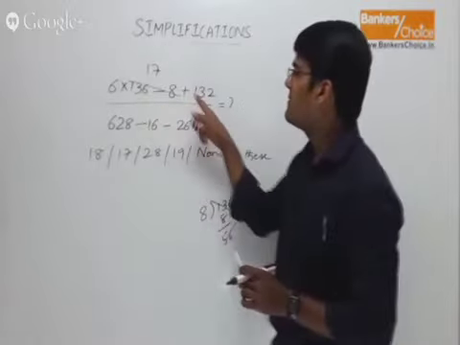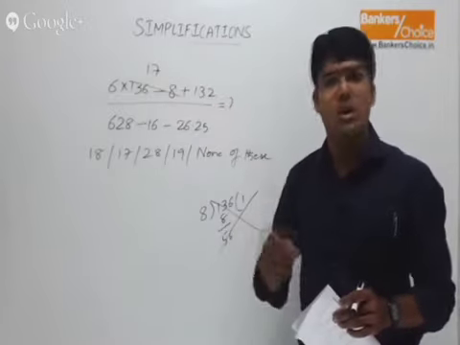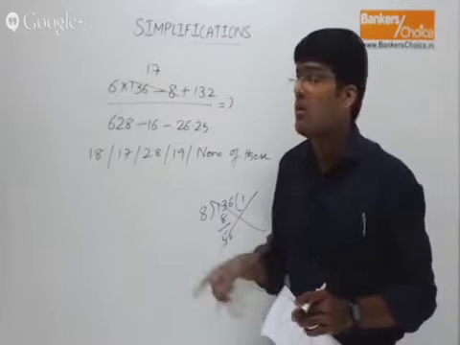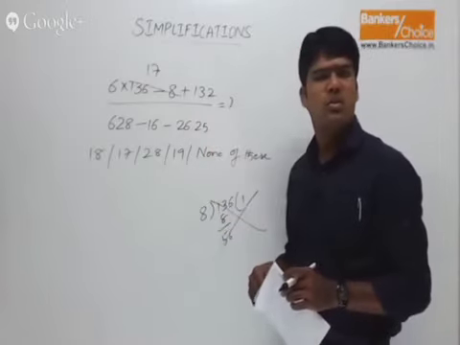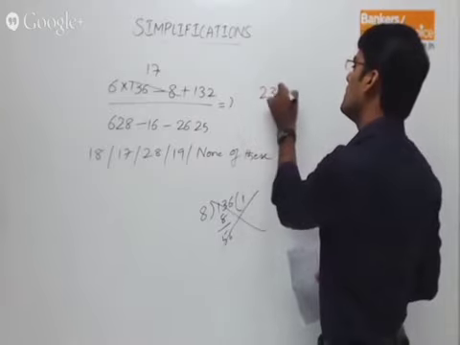Then 6 into 17 plus 132, multiply. Next multiplication, 6 into 17 is 102, right? You must remember this, 102. 102 plus 132 is 234. So the numerator here is 234.